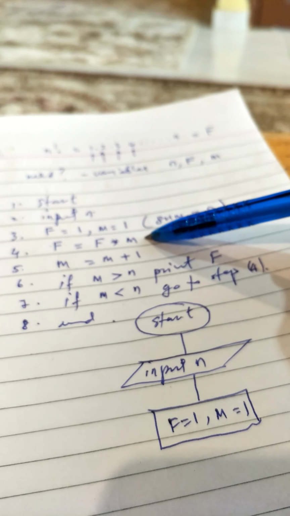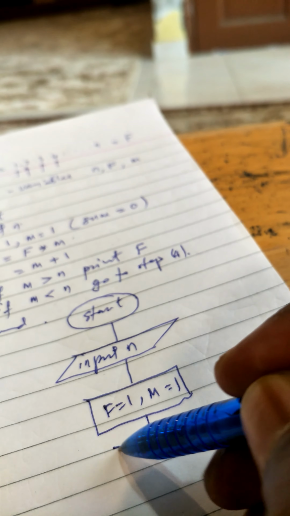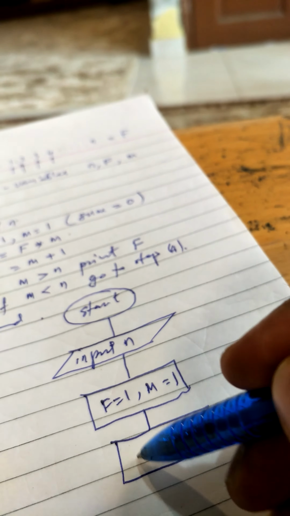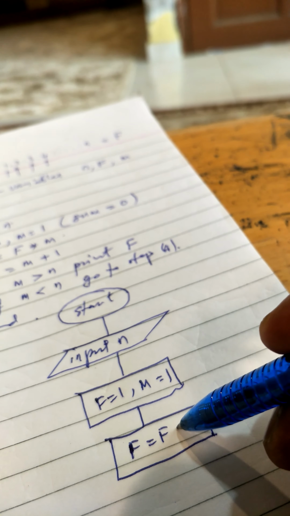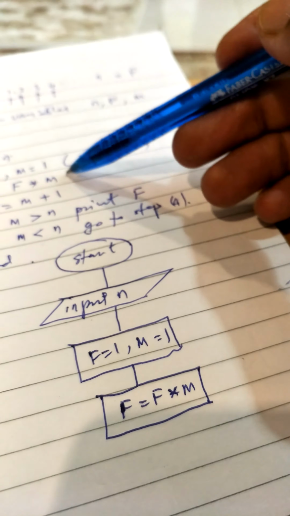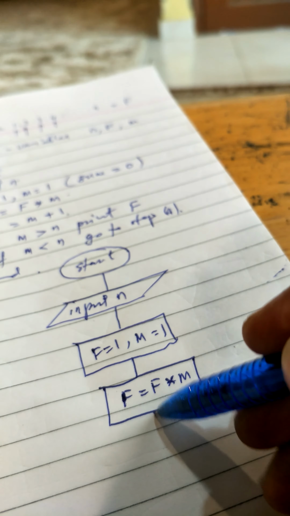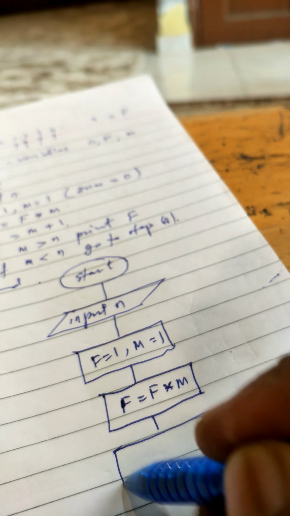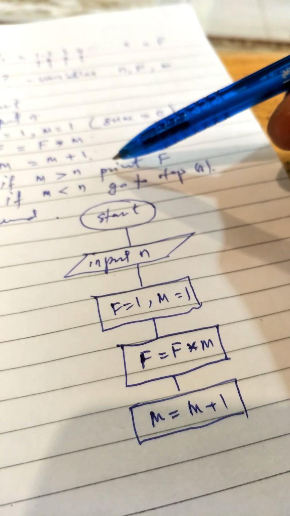Then we need to do that process. Okay, that process. F is equal to f times m. And then next, we need to start counting for m. m plus 1. Then we need to do checking there.